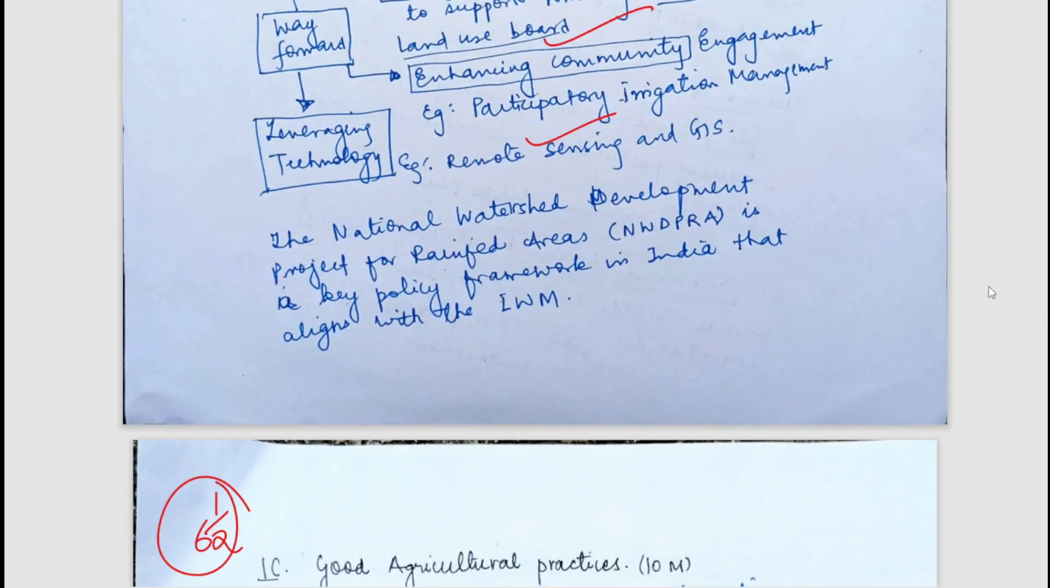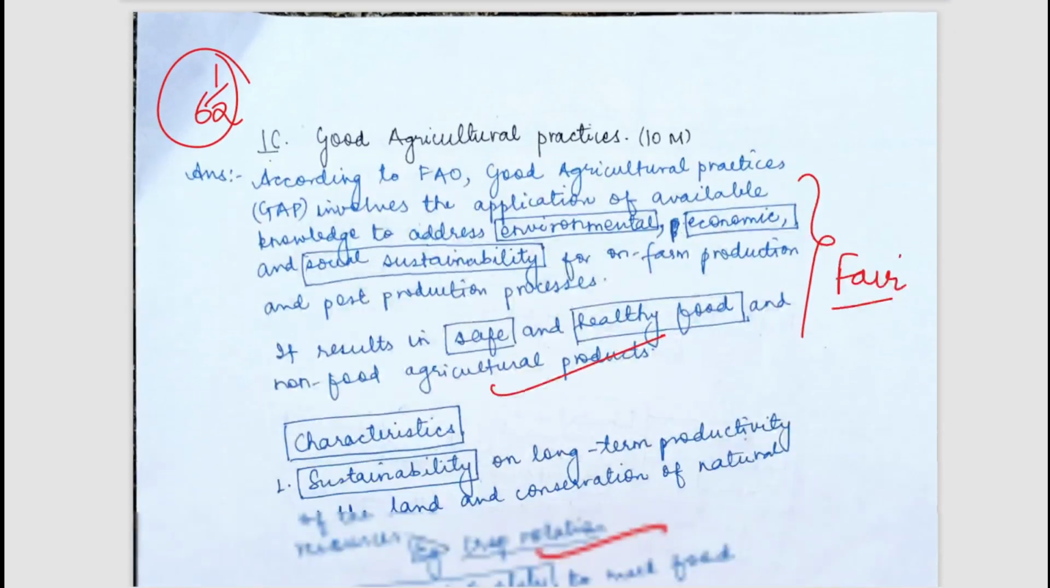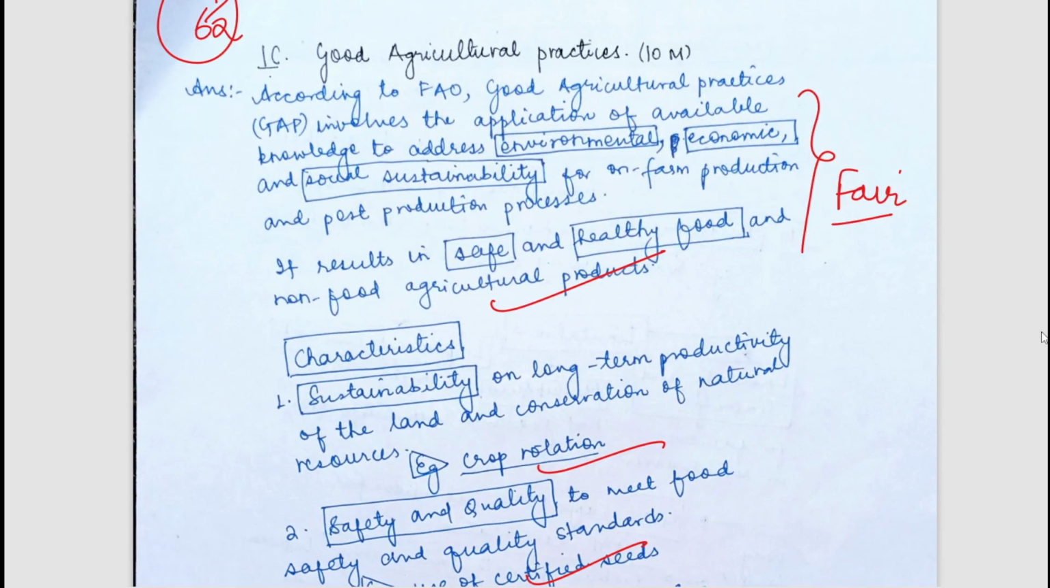And again appropriately concluded. Now the next question is about good agricultural practices. So what are good agricultural practices? It involves application of available knowledge to address environmental, economic and social sustainability for on-farm production and post-production processes. As the name suggests, good agricultural practices will include ecological things, economic things, social things, everything.